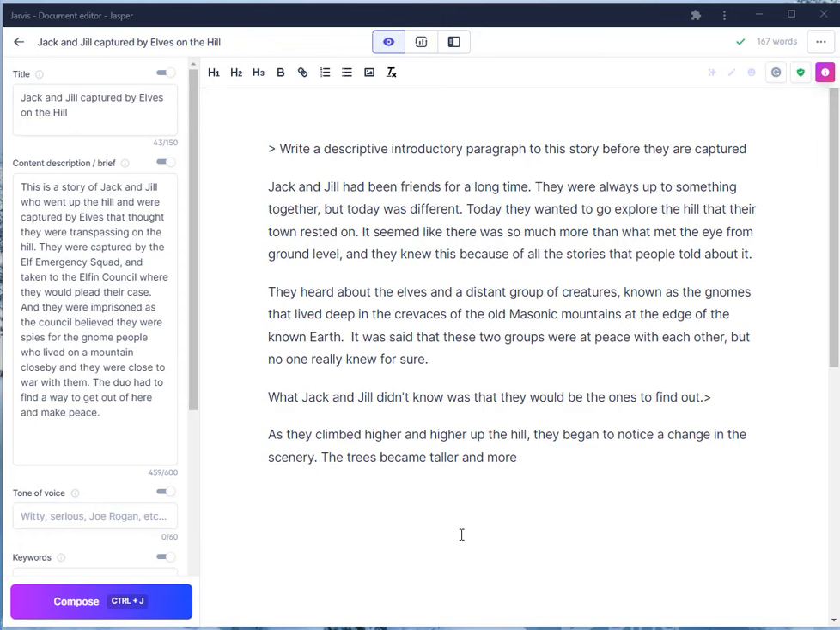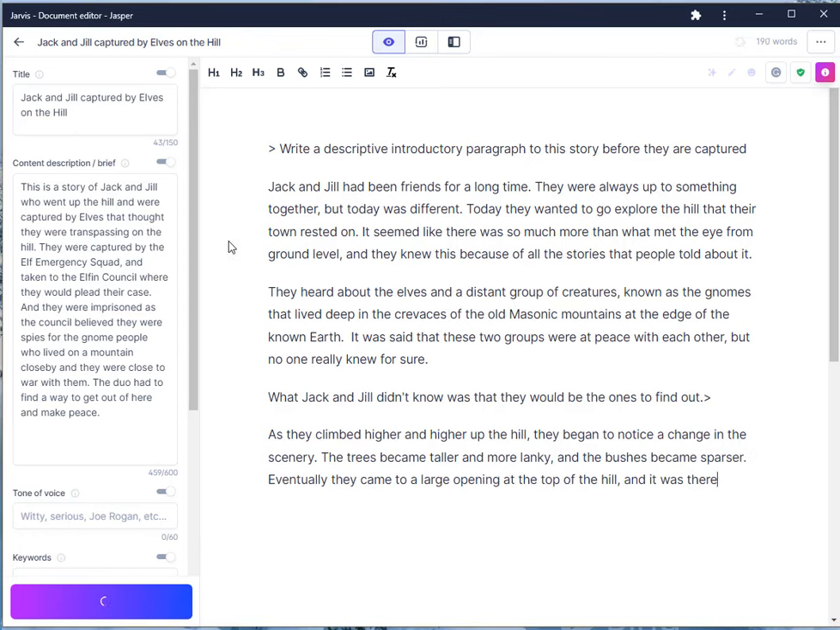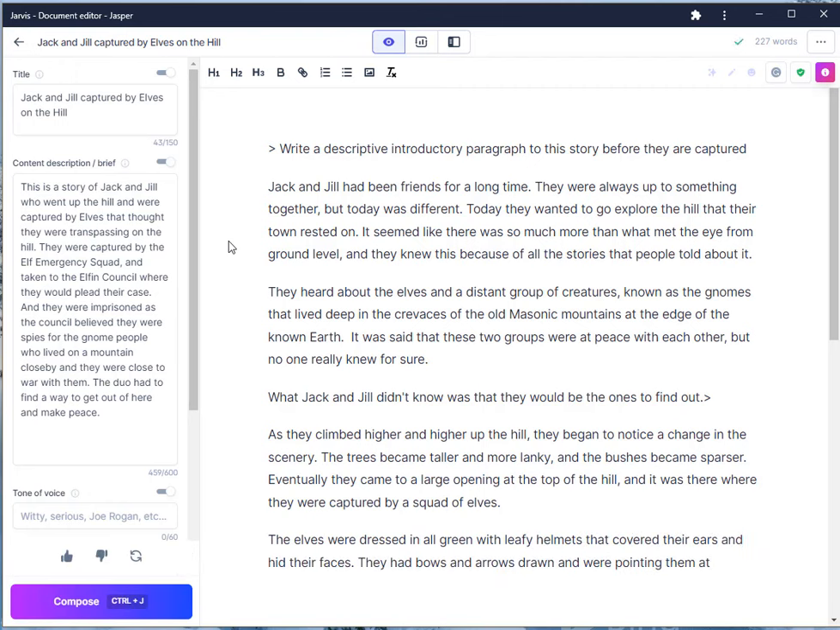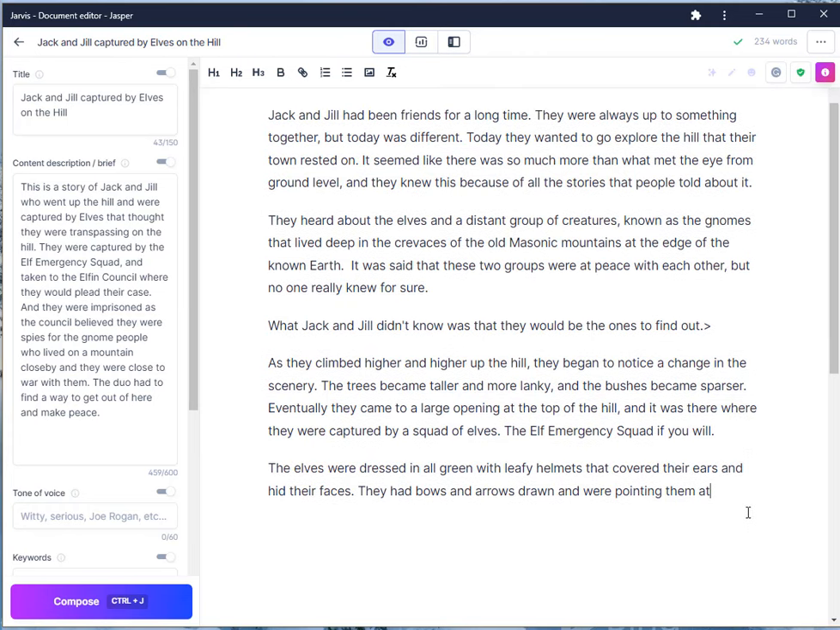We can actually let Jarvis create a bit more in boss mode to see where it really is taking that story. Eventually they opened the hill, and they were captured by a squad of elves. The elf emergency squad, if you will. They were all dressed in green with leafy helmets that covered their ears and hid their faces. They had bows and arrows drawn and pointing at them.